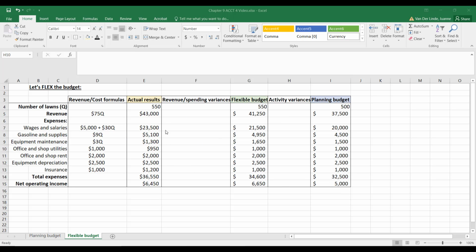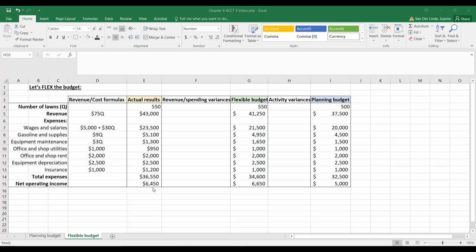However, when we compare our actual results to the flexible budget, remember the flexible budget says what our revenues and expenses should have been given the actual level of activity. When we compare the actual to the flexible, the variances that we find between these two will be called either a revenue variance or spending variances, because they do not share formulas in this case, right?